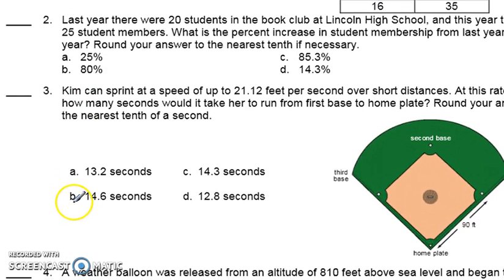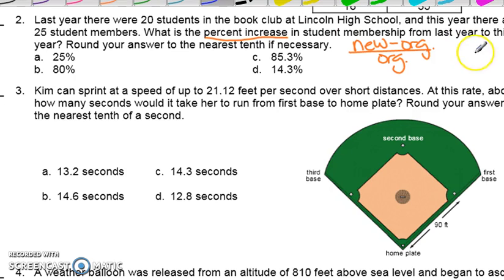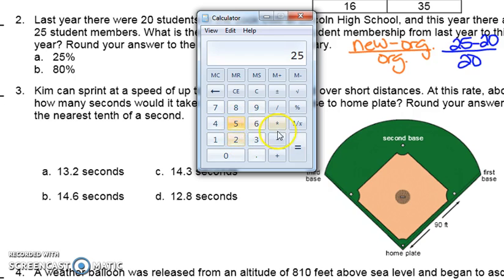Number 2 says last year there were 20 students in the book club at Lincoln High School, and this year there are 25 student members. What is the percent increase? Percent increase is where you go new minus original over original. So basically, I'm doing 25 minus 20, and then divide that number by 20, and you should get 25%.